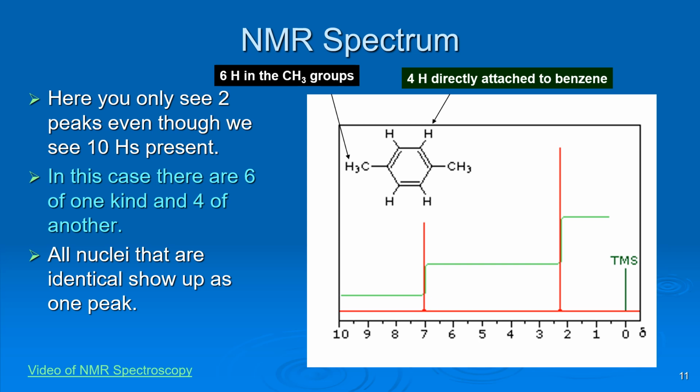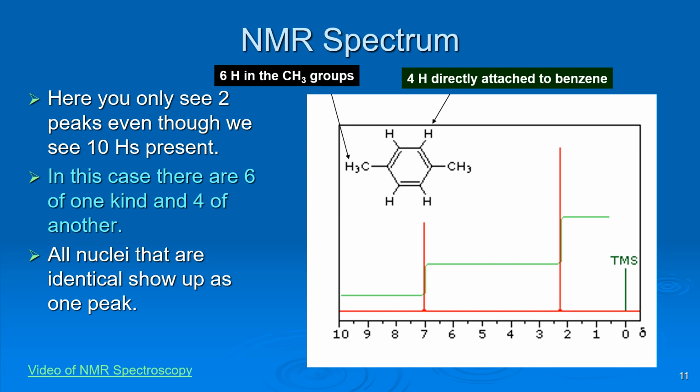All right, so let's look a little bit more carefully at a molecule. Here's an NMR for this molecule, which is toluene. You don't need to know that, but that's what it is. Notice that when you run the spectrum, you only have 2 peaks. One is a little bit above 2, and one is at about 7. Even though we only see 2 peaks, they represent 10 hydrogen.